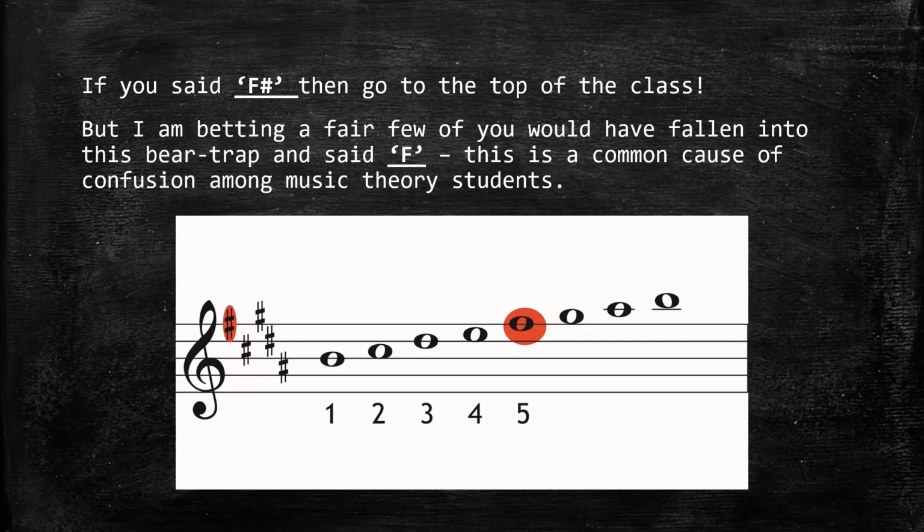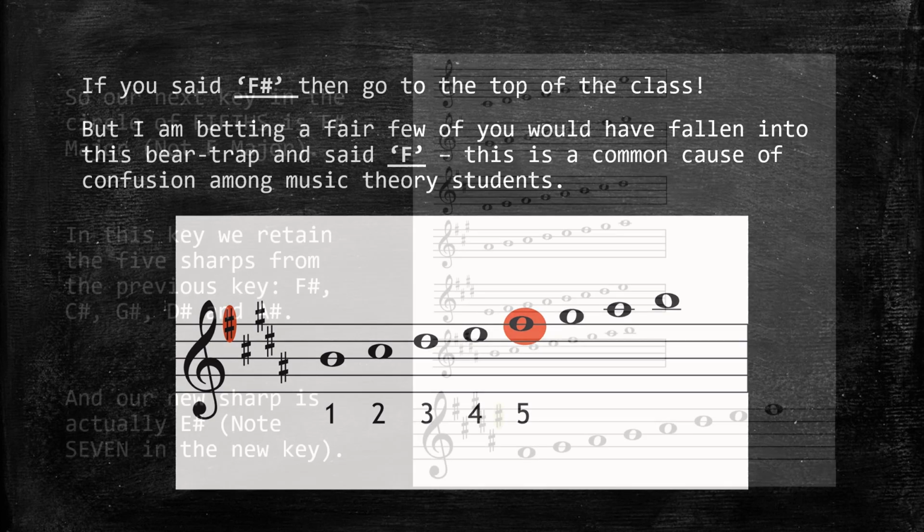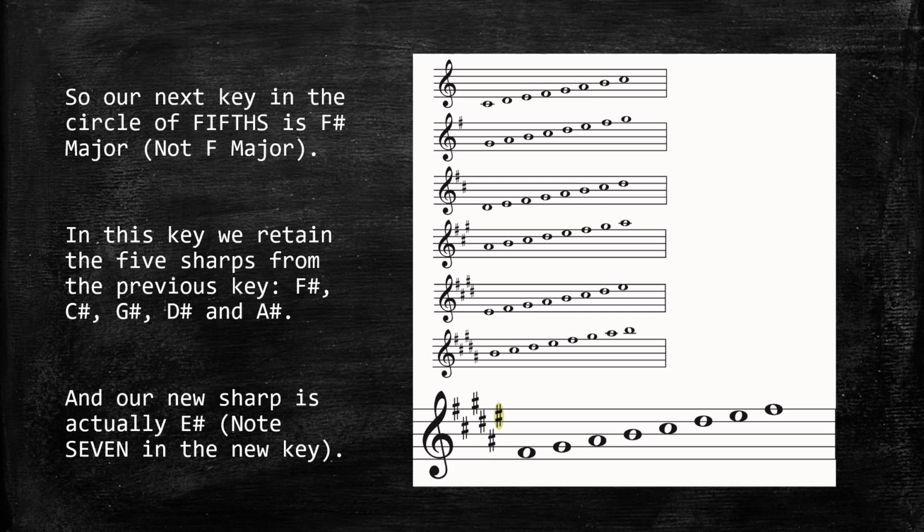But I'm betting a fair few of you would have fallen into this bear trap and said F. This is a common cause of confusion among music theory students. So our next key in the circle of fifths is F sharp major, not F major. In this key, we retain the 5 sharps from the previous key, F sharp, C sharp, G sharp, D sharp and A sharp. And our new sharp is actually E sharp, note 7 in the new key.